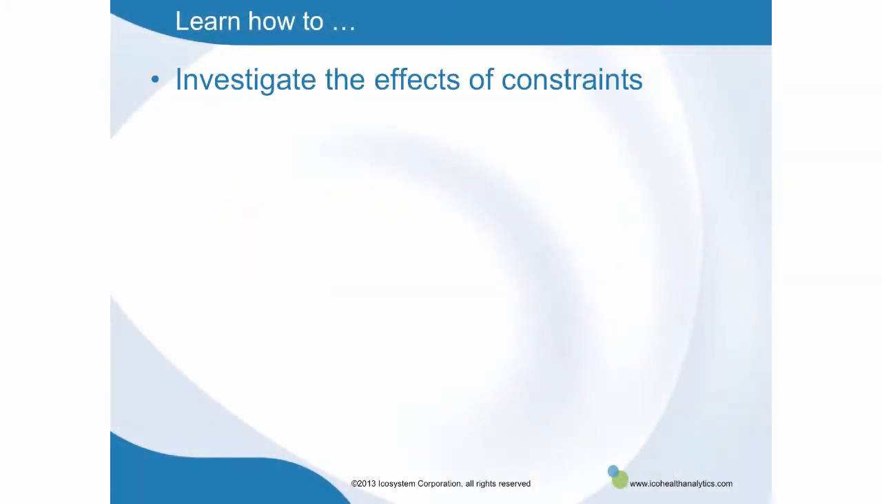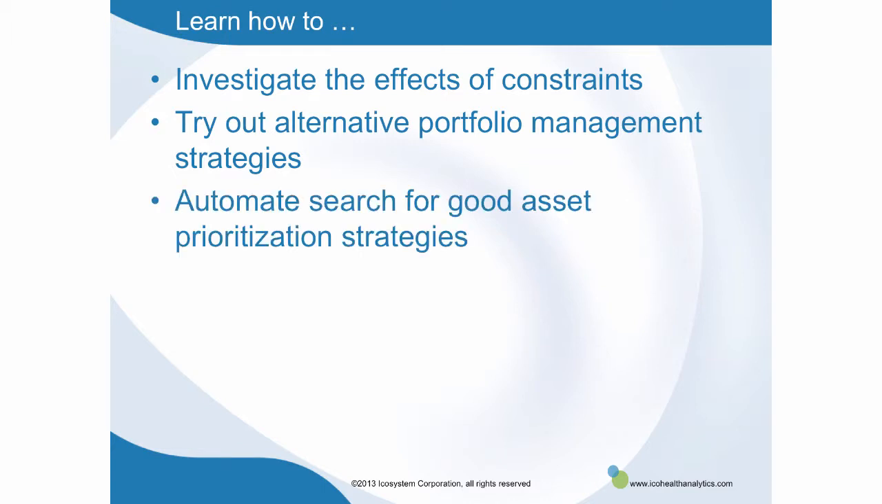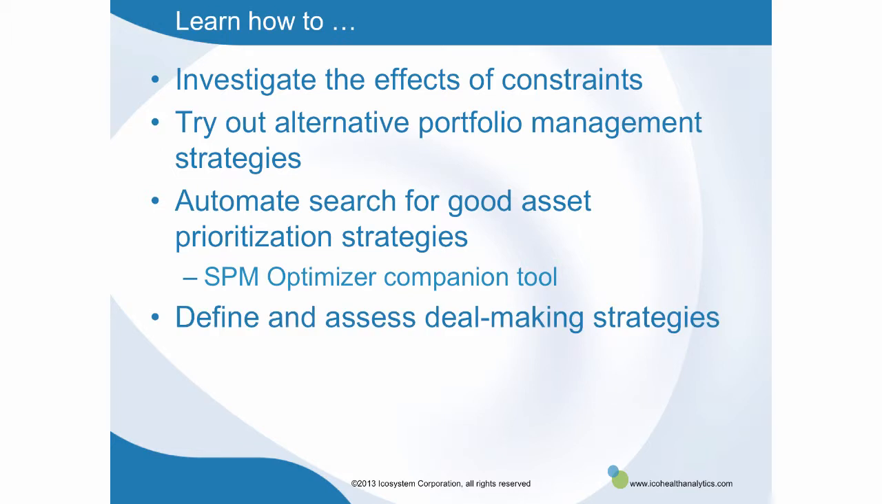You will learn how to investigate the effects of constraints, such as limited budget or resources, and how to try out alternative strategies for handling such constraints, how to automatically search for good asset prioritization strategies by using the SPM Optimizer companion tool, how to define and assess deal-making strategies, and how to compare strategies.